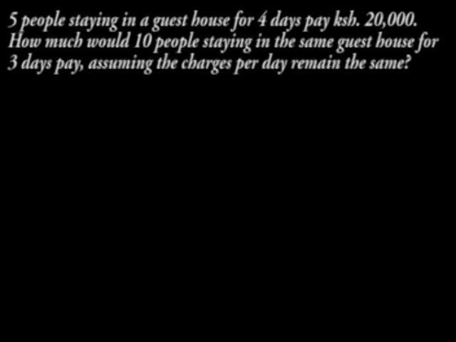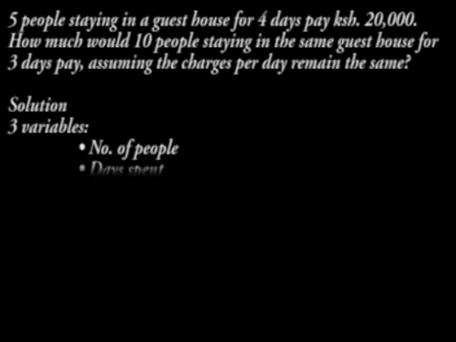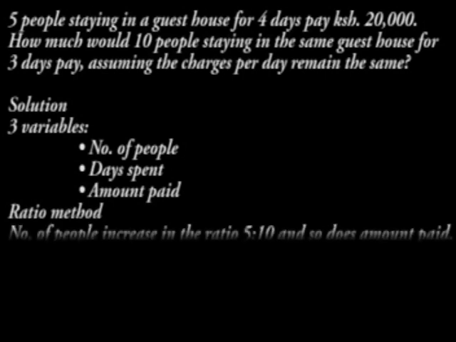In the solution, the 3 variables are number of people, days spent and amount paid. If the number of people increase, the amount increases and vice versa. If days spent increase, the amount paid increases and vice versa.